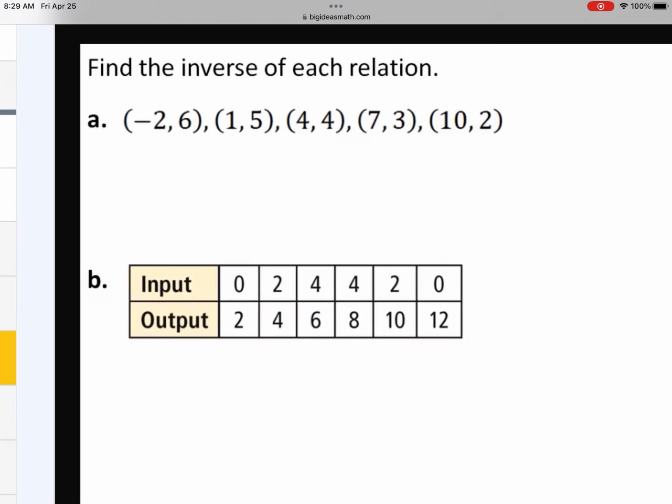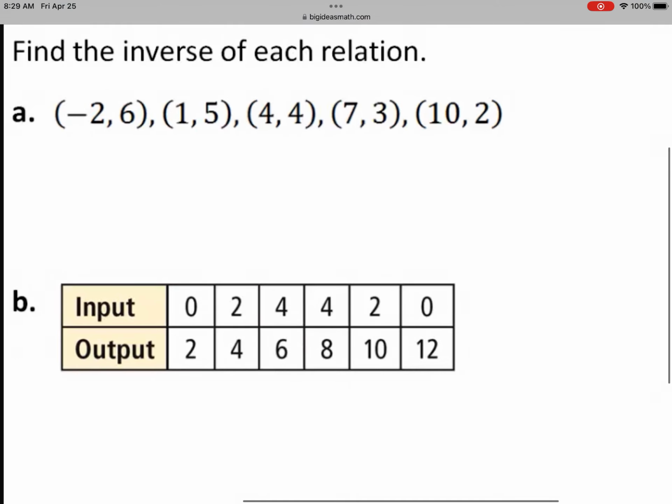Find the inverse of each relation. Part A. To find the inverse of this relation, switch the coordinates of each ordered pair.